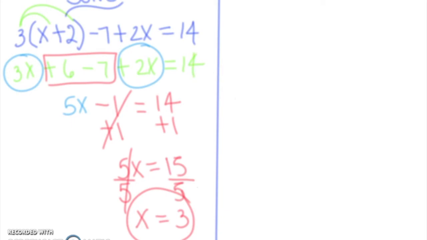Now, the second part, after we solve, we need to check. Checking would tell us that we solved correctly, that x is actually 3. So let's go ahead and prove that we solved this equation correctly. So I'm going to rewrite the problem. 3 parenthesis x plus 2 minus 7 plus 2x equal 14.